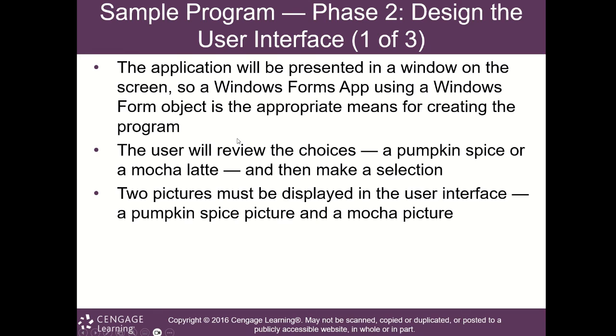So phase 2 is the design of the user interface. The application will be presented in a window on the screen. So a Windows Form application, using a Windows Form object, is the appropriate means for creating the program. The user will review the choices, a pumpkin spice or a mocha latte, and then make a selection. Two pictures must be displayed in the user interface, a pumpkin spice picture and a mocha picture.